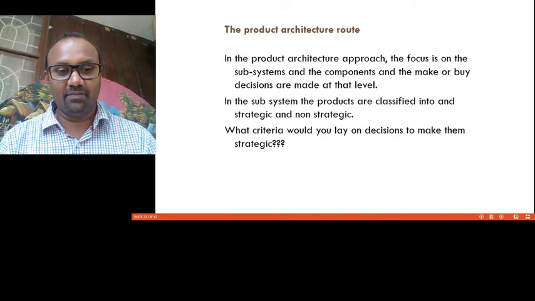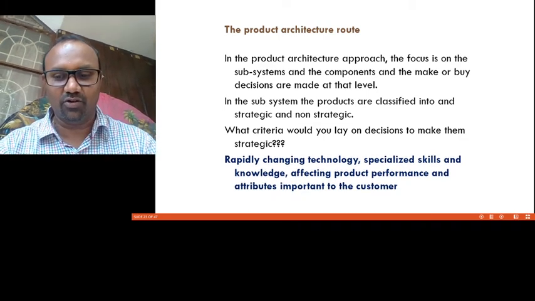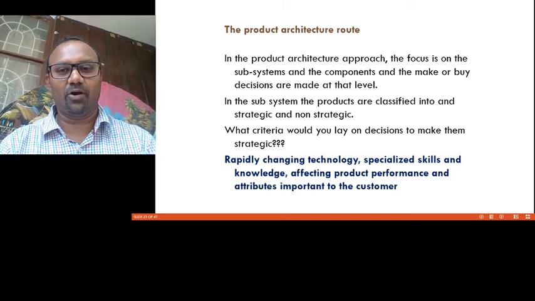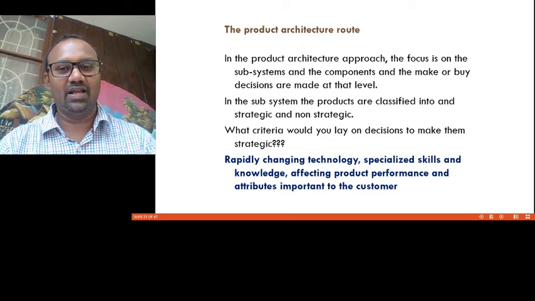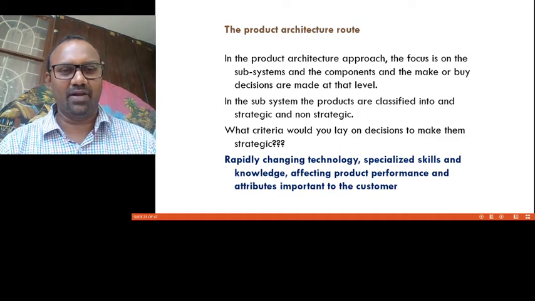So the next method by which you can decide what is core and what is non-core is the product architecture route. In the product architecture approach, the focus is on the subsystems and the components, and the make or buy decisions are made at that particular level. So this is mostly for product assembling firms.